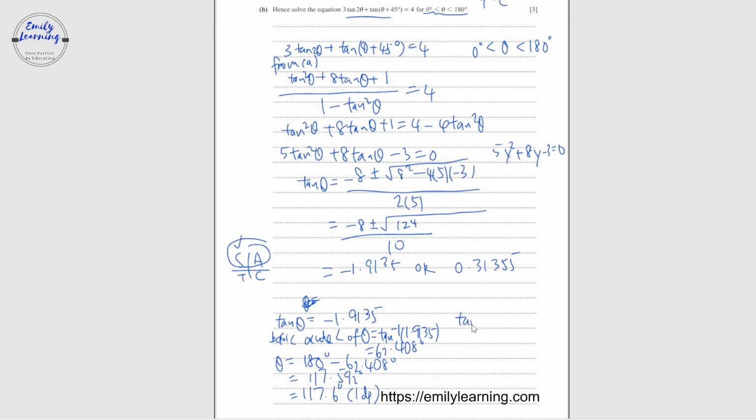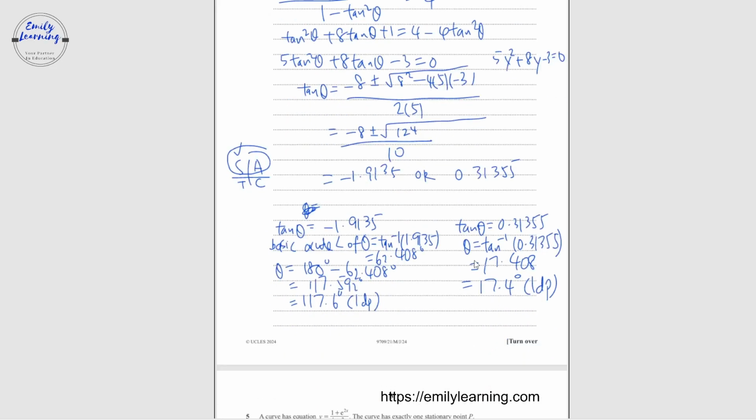Next, let me do tangent theta equals to 0.31355. Because this is positive, I know I need to look at the first quadrant. So basically, I'll just take tangent inverse 0.31355. It will give me the angle in the first quadrant. Once I've done this, I know these are my answers. So I have two answers: theta is 17.4 degrees or 117.6 degrees.